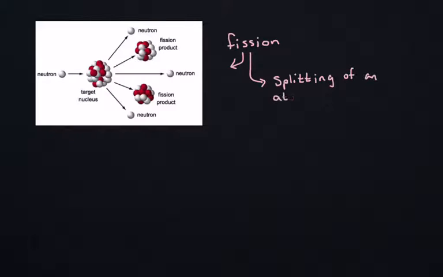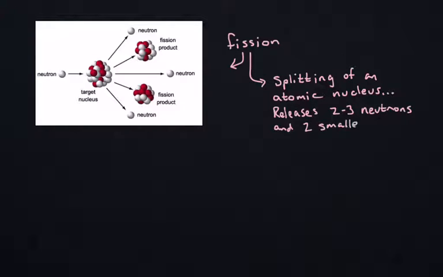Fission is the splitting of a nucleus. So fission is just another word for splitting. This process releases 2 to 3 neutrons and 2 smaller atoms, along with some energy. Even though I didn't write that down, could you please write that into your notebook? Plus releases energy. So let's talk about a sample fission equation.